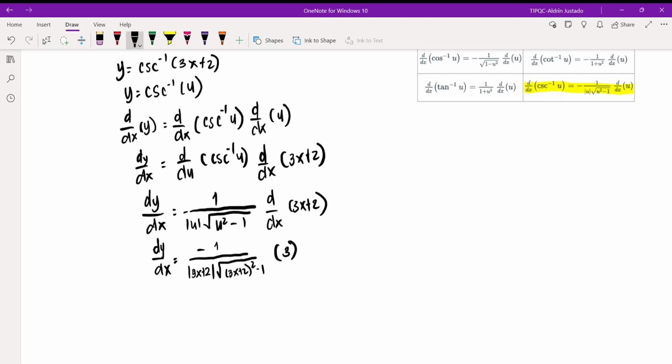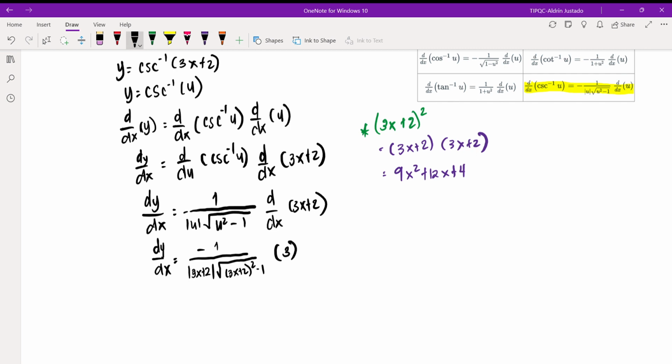So, let's expand this 3x plus 2. Let's expand 3x plus 2 squared. Okay? So, magiging 3x plus 2 times 3x plus 2. So, this is equal to 9x squared plus 12x plus 4. Okay?